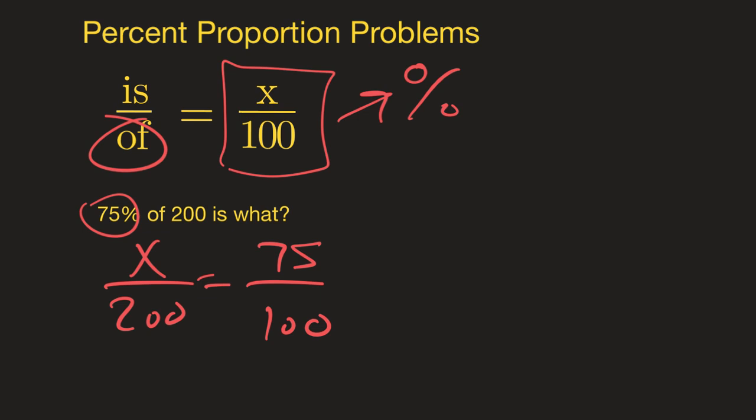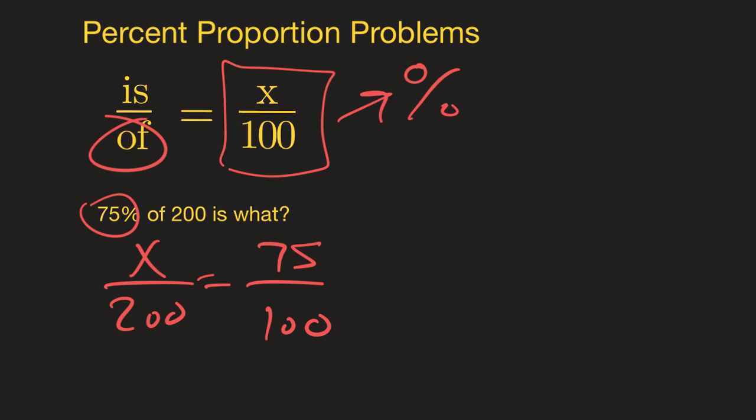And then it's just a matter of going, okay, of 200, 200 is my of, that's my bottom number of that first ratio. Is what? I don't know what, my is my x. They've got to give you two of the three. They have to give you two of the three.